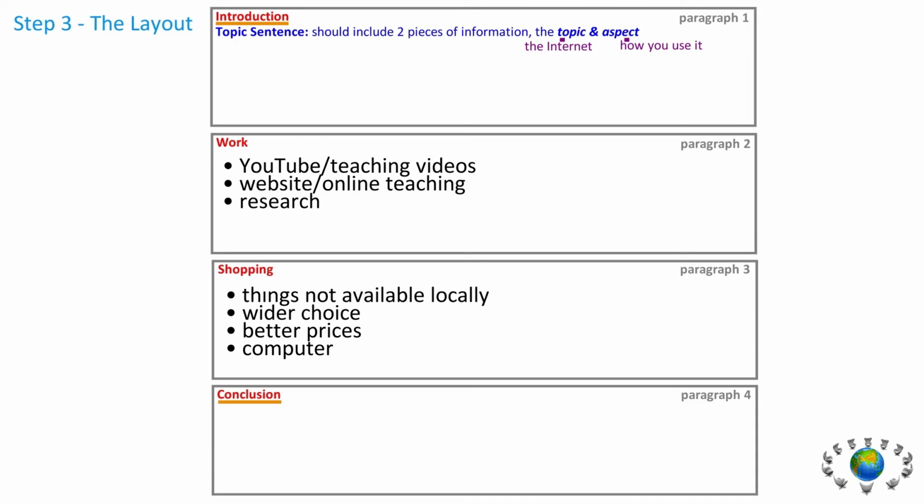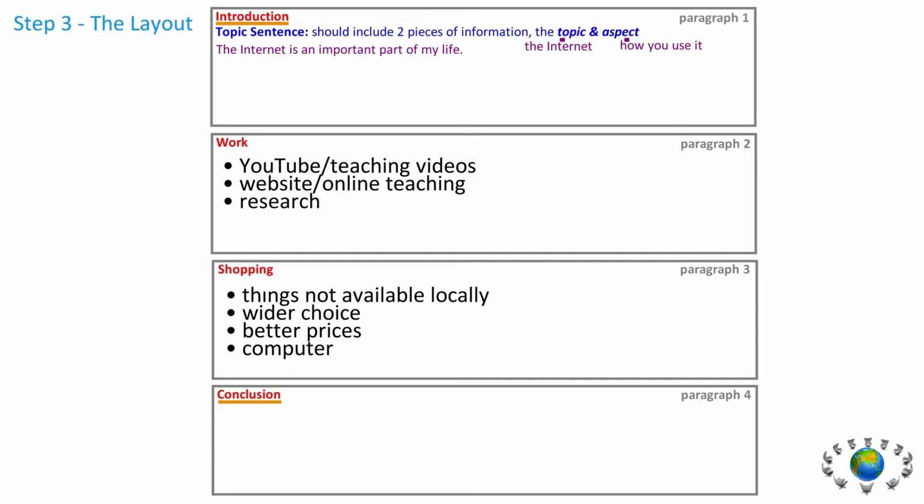So we have two pieces of information. We have the topic, the internet, and the aspect, which is sort of more specifically, why are you writing? We're writing about how we use it. And it's important to get both of those pieces of information in your first sentence. All right? So an example might be something like, the internet is an important part of my life. You can see from the sentence that we're talking about the internet and my life. We understand it's how I use it.